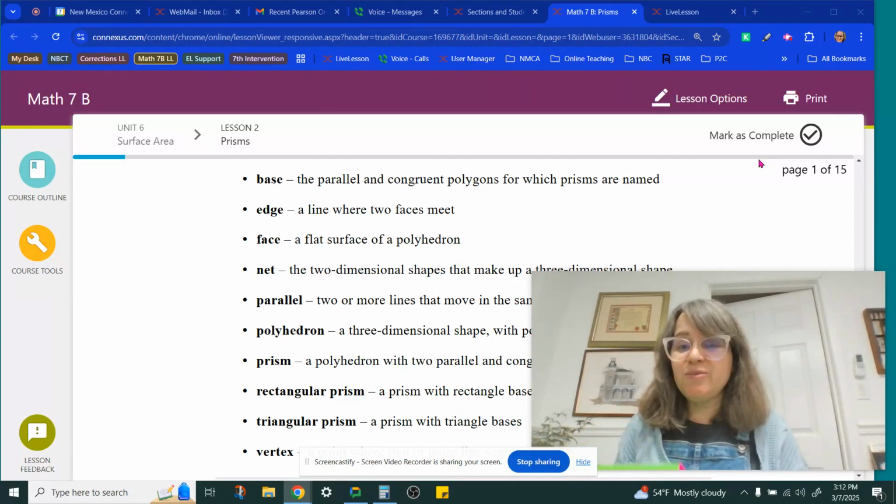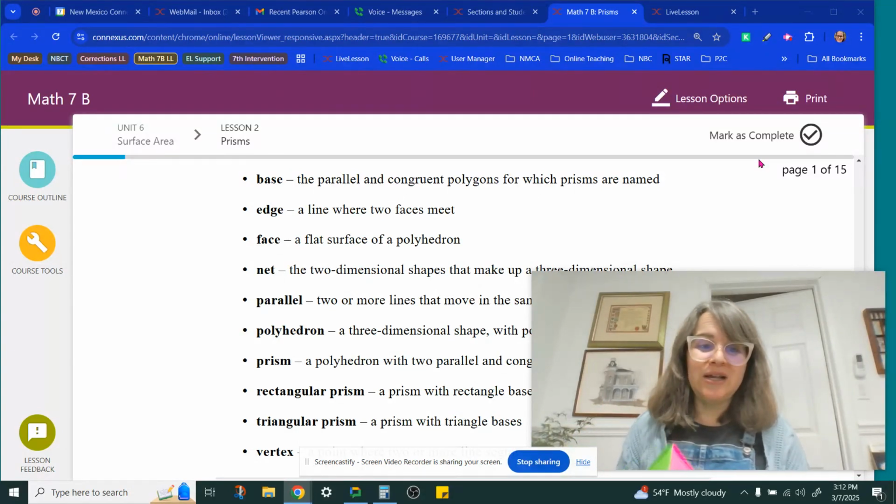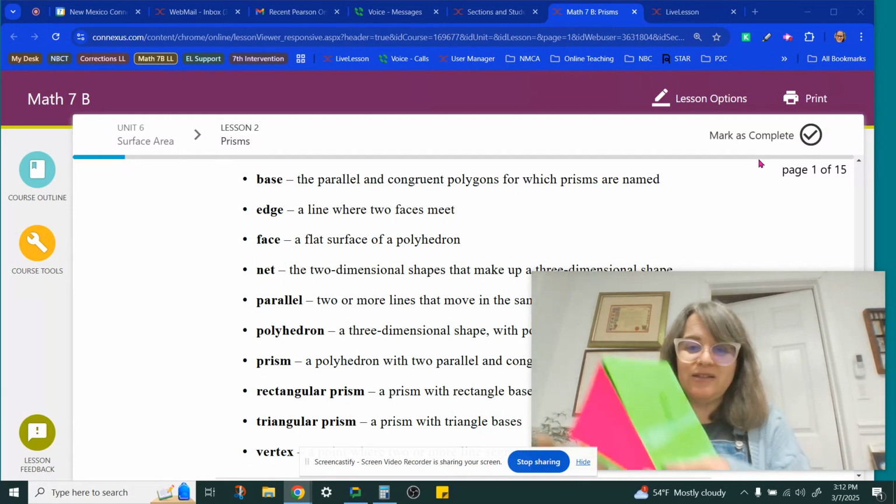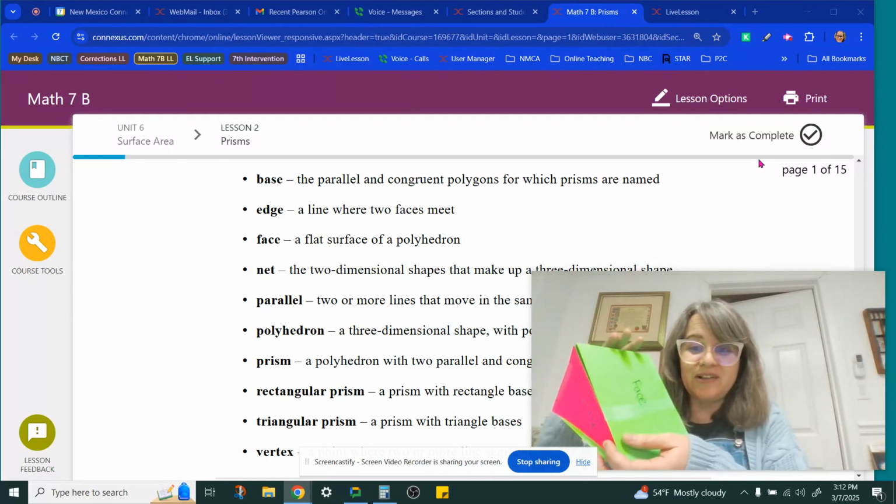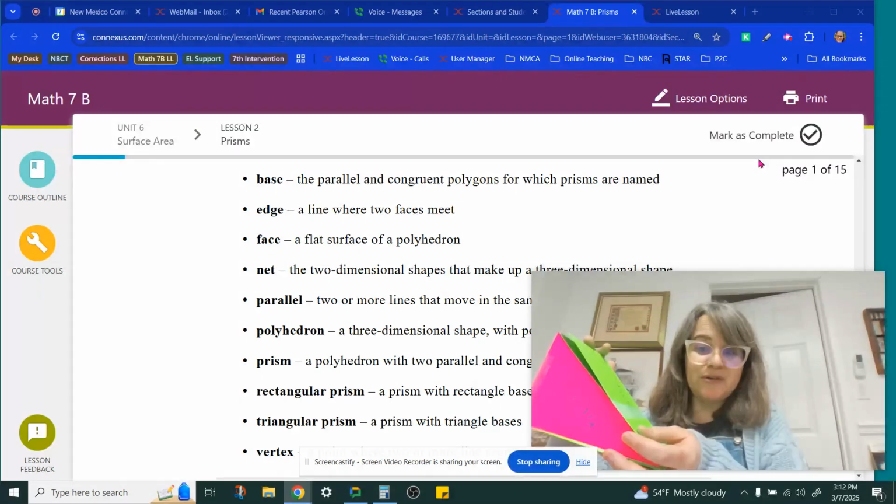Okay, prisms you should have learned last year. They're like tissue boxes, okay, like boxes. A rectangular prism, excuse me. Okay, this is a triangular prism. We're going to work a lot with this in 7th grade math, okay?